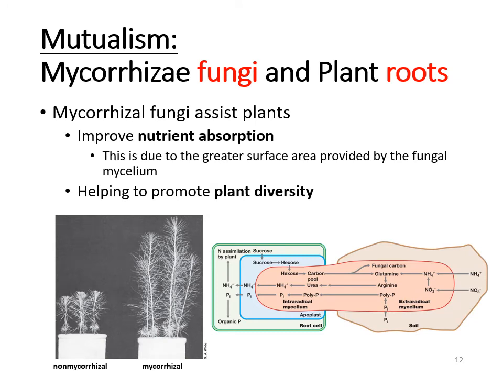So the mycorrhizae, so the fungi, what they're doing to assist plants is basically by having their network of hyphae, those little extensions that fungi have sticking out like a whole bunch of hands, that's increasing the surface area around the root system. And so that will help the plant increase nutrient absorption. They also help promote plant diversity by, if you look at this figure here, once you have that increased nutrient absorption, you're going to end up with distinctions amongst the plants.